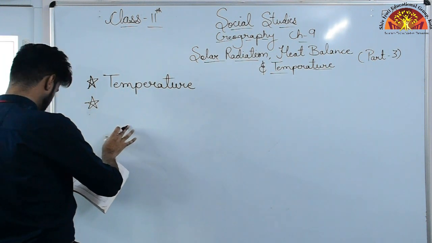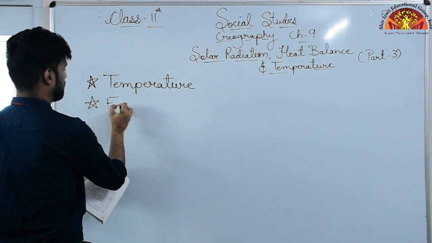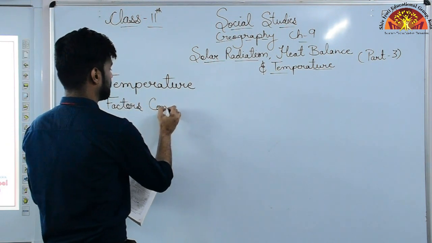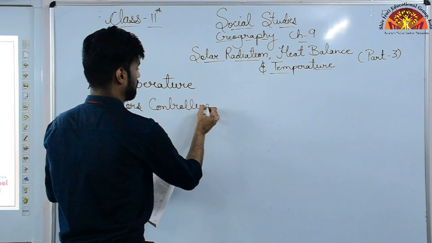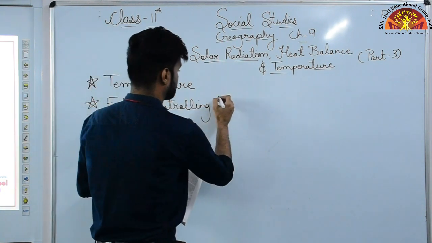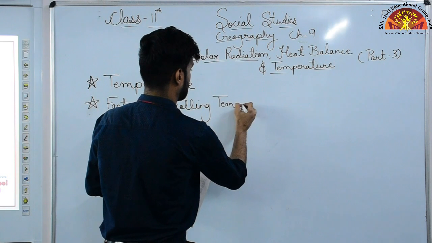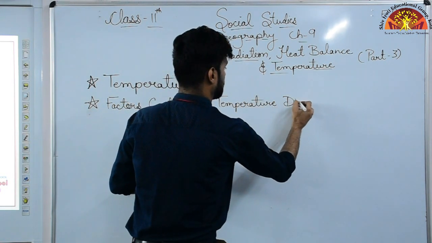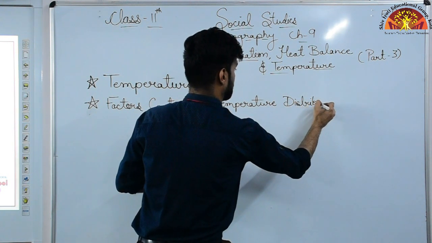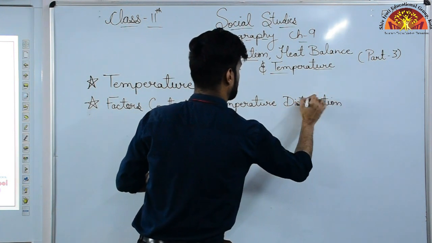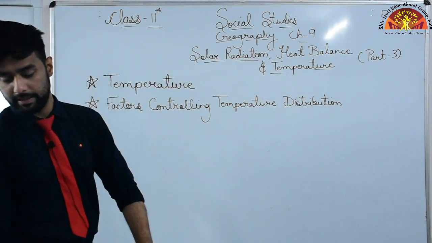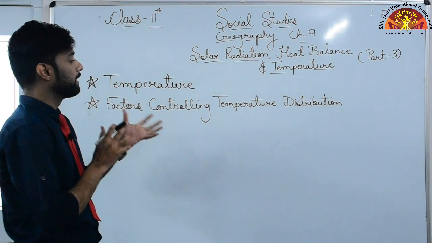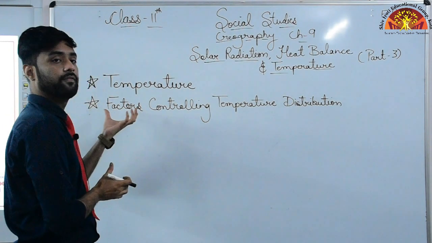Moving on to our second topic, we have factors controlling temperature distribution. That means in various places there is a variability in temperature. So let us see the factors which are involved in controlling temperature distribution, ki kis jagah pe temperature kitna hai, wo kis factors pe depend karta hai.